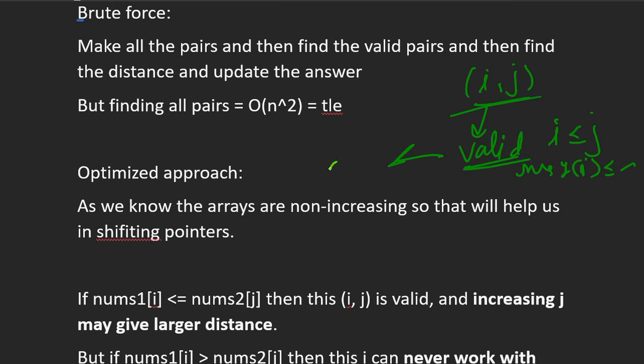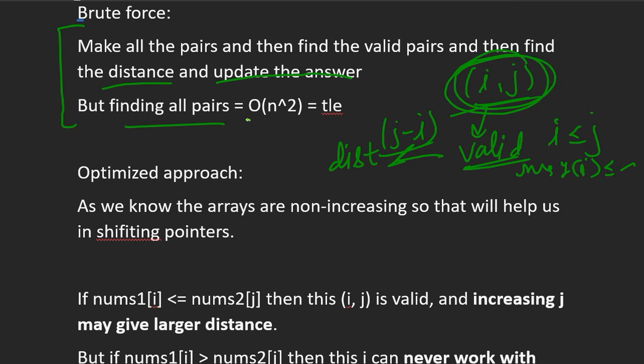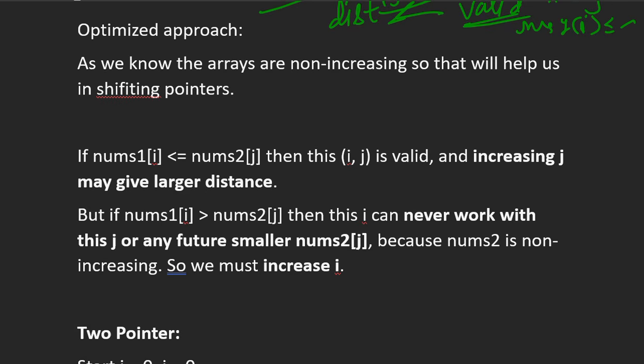If we find a valid pair, then we get the distance, which is j minus i. Once we get the distance, we update our answer. But the thing is that in this approach we have to find all the possible pairs i, j. Finding all possible pairs will take big O of n square, and we already know n is equal to 10 to the power 5. So big O of n square will be 10 to the power 10. That will give us time limit exceeded, so this brute force approach is not feasible. We have to optimize this approach.